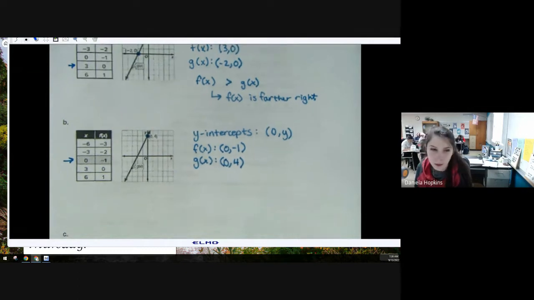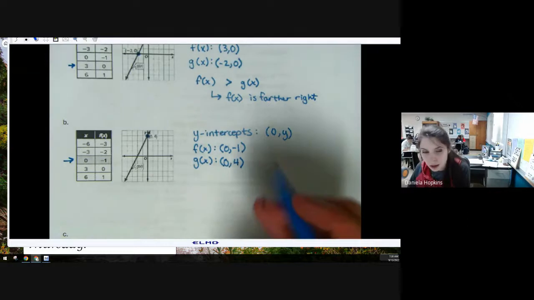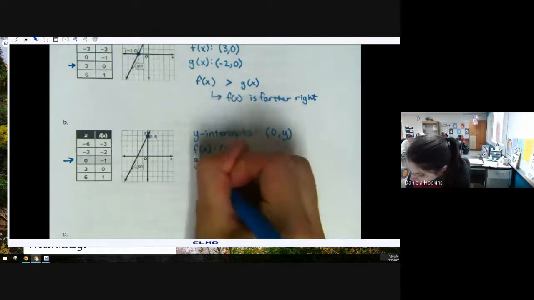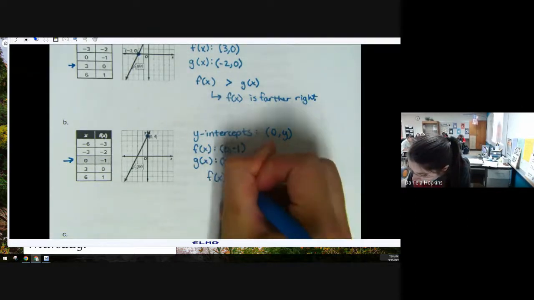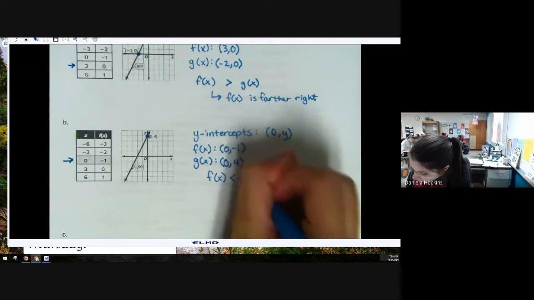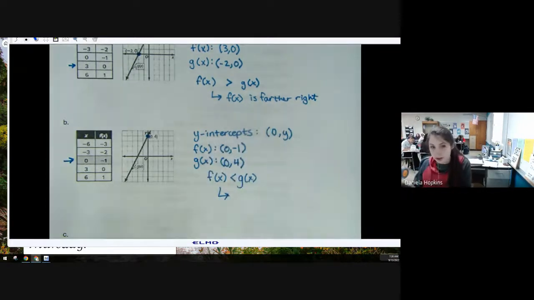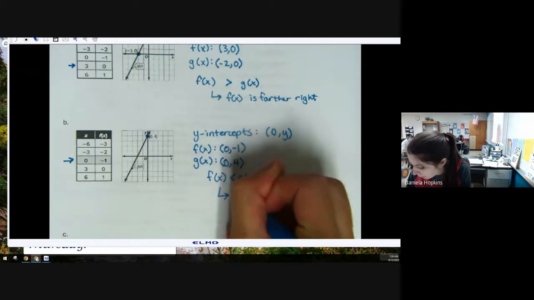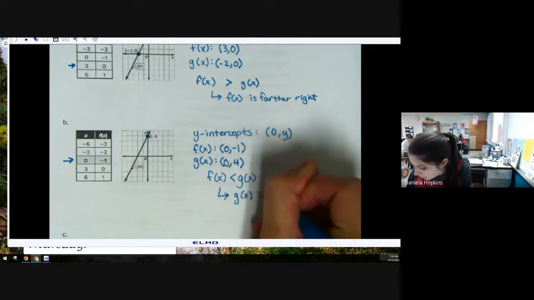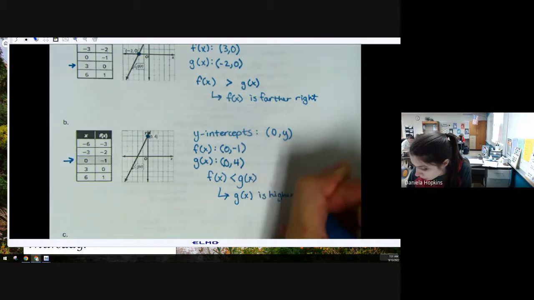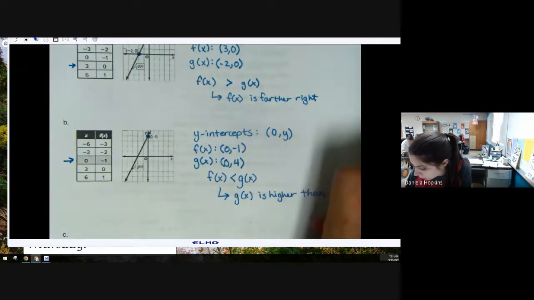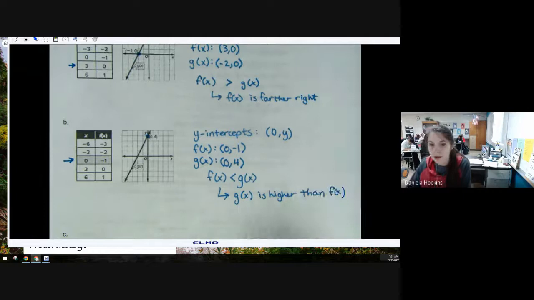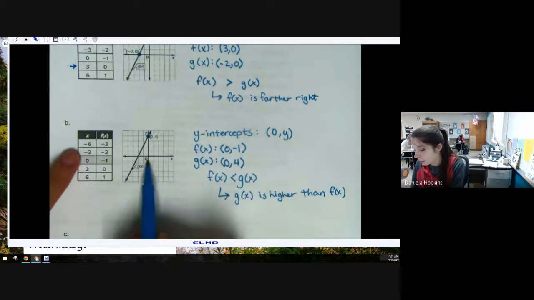So now when I compare which y-intercept is bigger, which is sort of a weird thing to do, in this case, it would be that our y-intercept for f of x is less than the y-intercept for g of x. And in terms of the actual graphs, what that means is that g of x is higher than f of x. So it ends up being higher up on the graph. Like f of x is going to intersect down here somewhere.